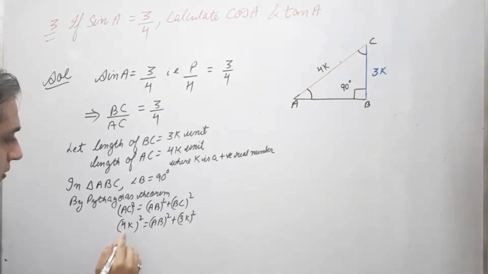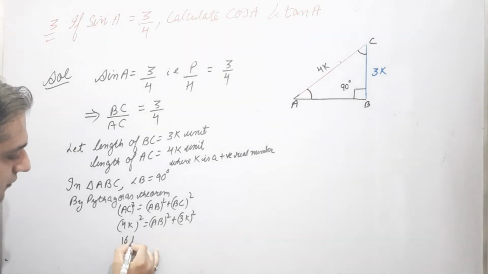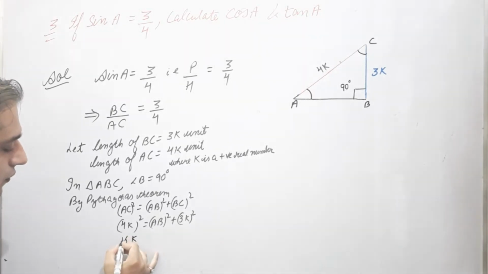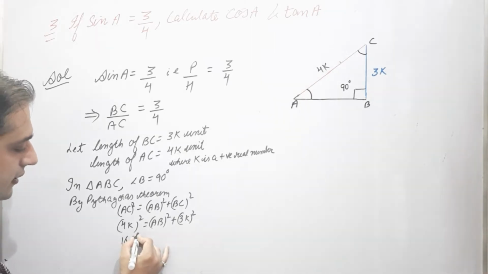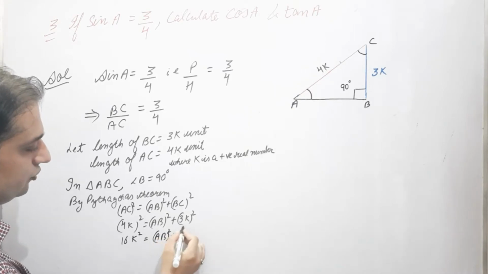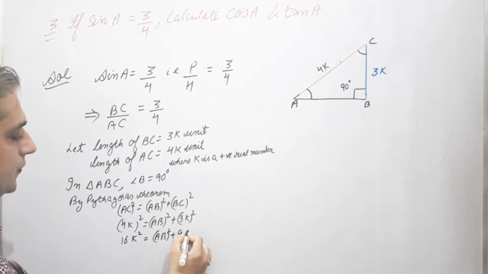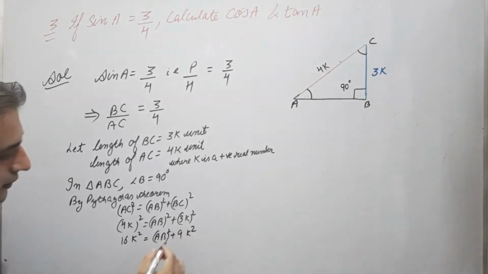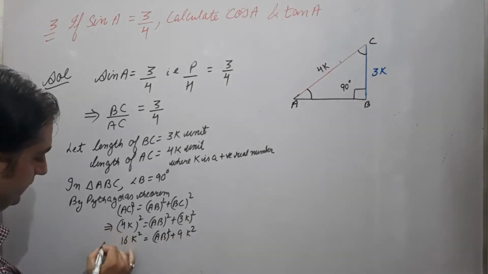So 4k square is 16k square. 4 into 4, 16. k into k, k square. AB square. 3k square, 3 into 3, 9. k into k, k square. Right.